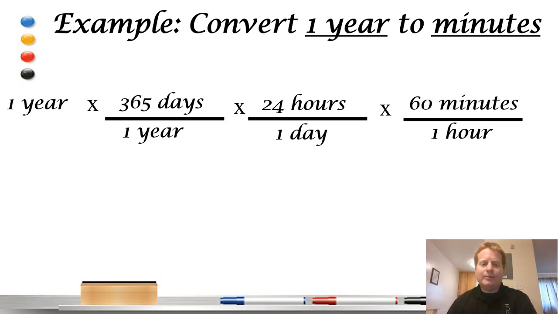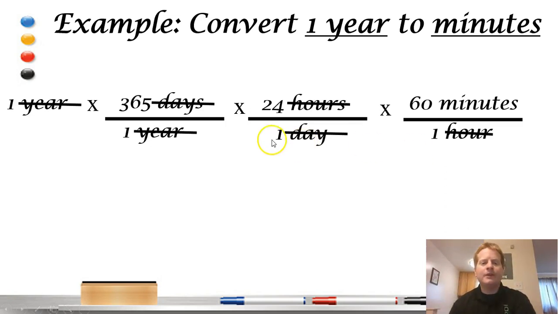So let's verify our process. Did our units cancel? Our year and year canceled. So far, so good. Our days and days canceled, and our hours and hours canceled. So same thing on top as on bottom for each diagonal. Looking good so far.